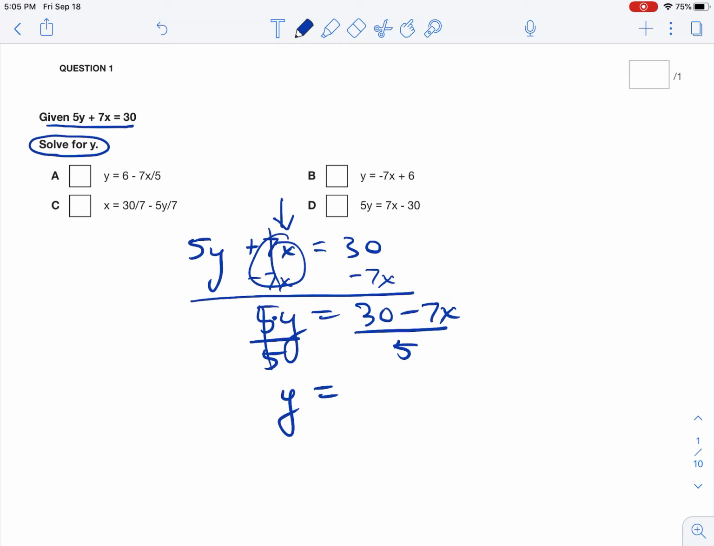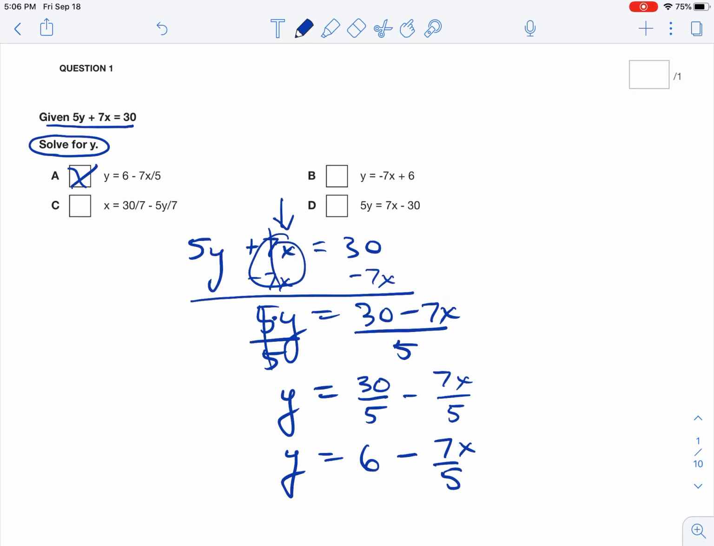What I would suggest to you is that we divide this fraction up into two different fractions. We're going to write 30 over that common denominator of 5 minus 7x over 5. And then we're going to simplify, put it in the simplest terms we can. So y equals 30 over 5, which is just 6, minus 7x over 5. Okay, so what you notice is the correct answer would have been A.